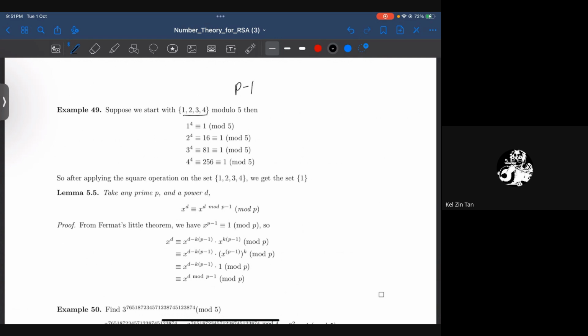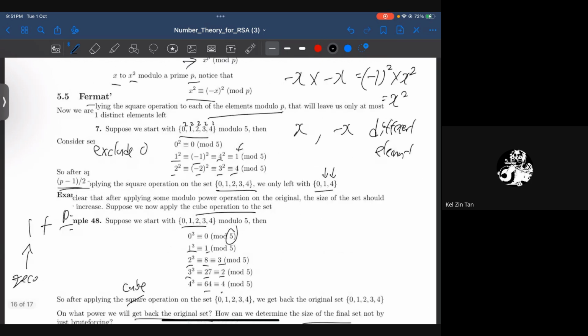p minus 1 is 4 because the prime is 5. 1 to the power of 4 is equal to 1. 2 to the power of 4 is equal to 16. 16 modulo 5 is 1. 3 to the power of 4 is 81. 81 modulo 5 is 1. 4 to the power of 4 is 256. 256 modulo 5 is 1. So we see that this is true.